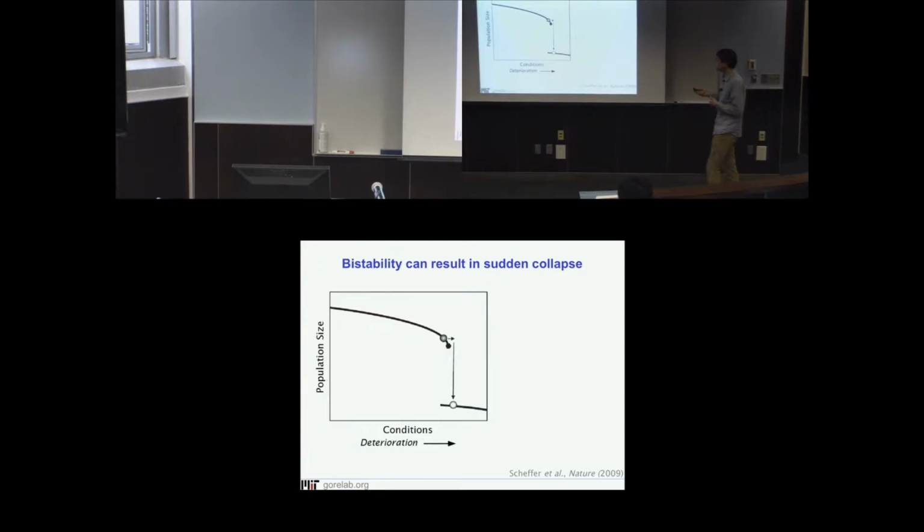Not only did this happen suddenly, but it may be difficult to reverse. Even if you issue fewer fishing permits, you may have to come all the way over here to the left before you get recovery of that population. What happened here is that you have two stable states that are separated by an unstable state, denoted by a dashed line.